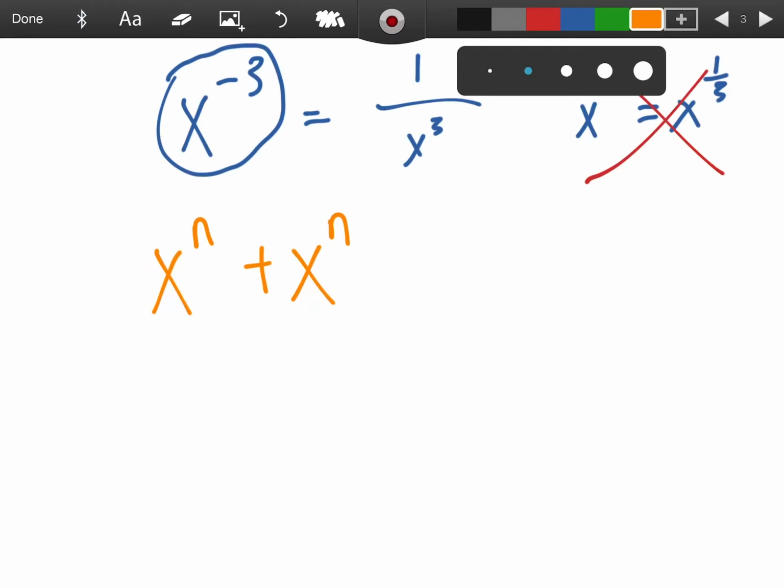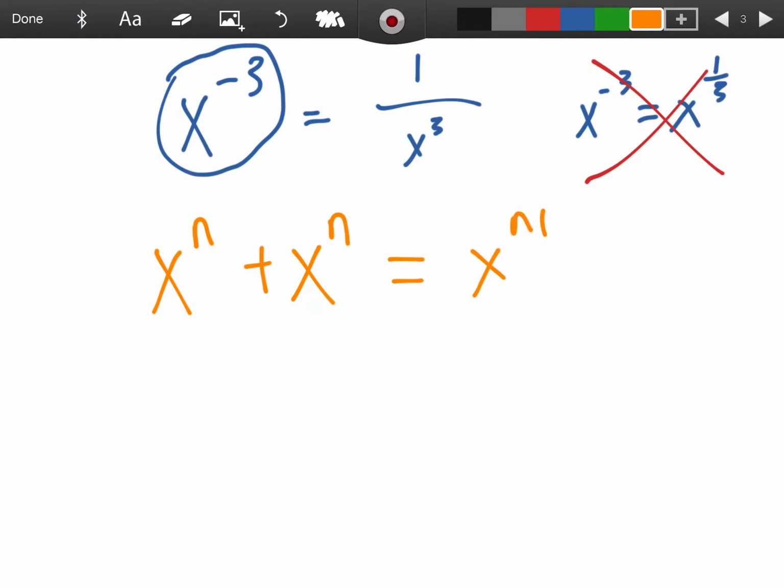Okay, and the last one, another common mistake where people get tripped up, is if we have x to the n plus x to the n. So same base, and you're adding them together, and it has the same exponent. Well, this does not become x to the n plus n. Okay, that is not true. In this case, we're just going to add their coefficients, right? And this is the same thing as 1x to the n plus 1x to the n. So that's equal to 2x to the n.